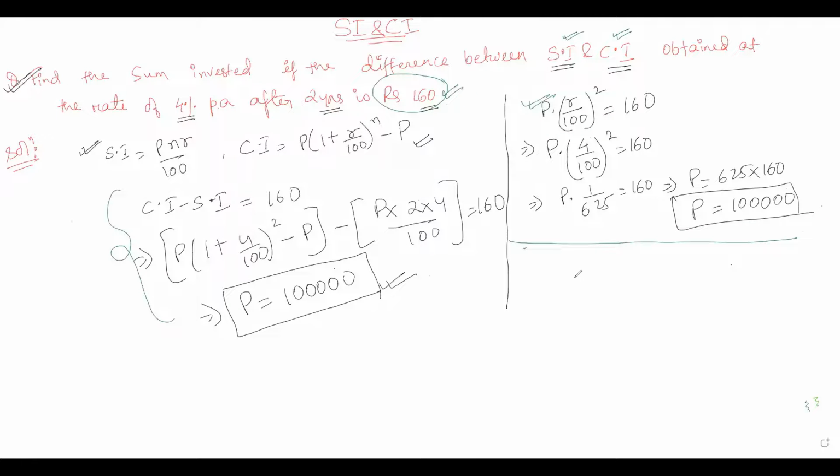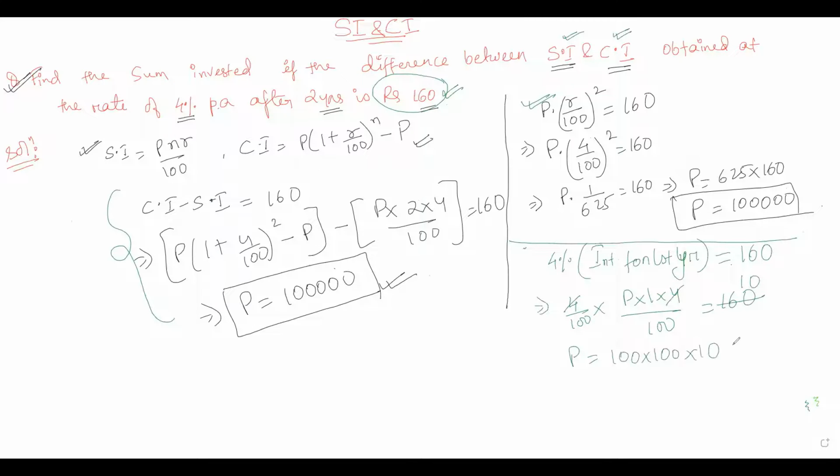For the second year, the additional amount would be the 4% on the interest for the first year. So can I say that this 4% on the interest of the first year is nothing but 160? Now, this is 4%, that is 4 by 100, and the interest for the first year we can calculate simply as P times 1 into 4 upon 100. So this is 160. If you calculate, this is 4, 4, 16, and this is 160. So this would be 10. So P would be 100 times 100 times 10, which would be 1 lakh rupees again.